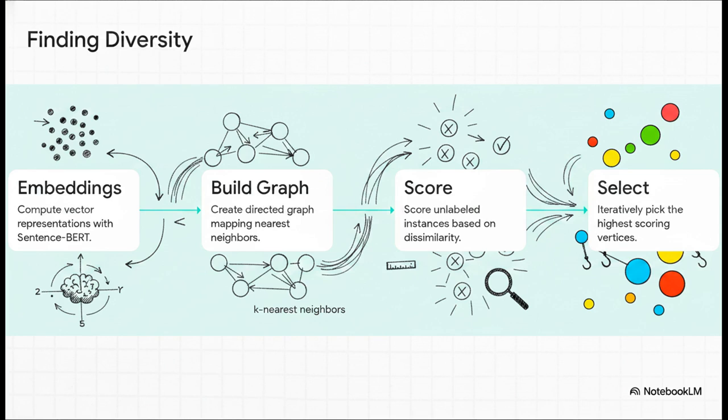Once everything is a vector, step 2 builds a directed graph. Imagine every data point as a vertex on this graph, and the algorithm draws edges between them and their k nearest neighbors using a metric called cosine similarity. Essentially, it maps out local neighborhoods of similar data. Then, for step 3, we score the vertices based on dissimilarity. If a data point is too close to something we've already selected, its score drops. We want distance. Finally, step 4, we iteratively select the exemplar with the highest score, ensuring we're grabbing the most diverse, spread out points possible from our dataset map.